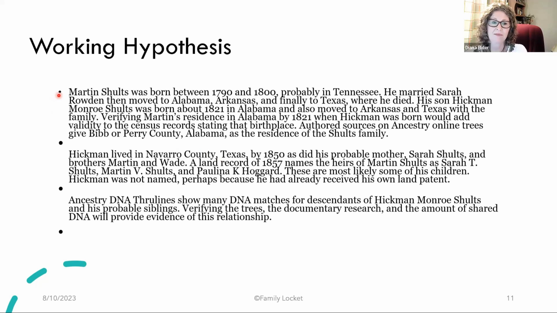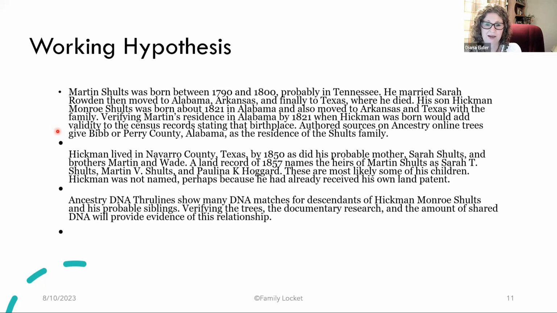And you can see that I'm basically taking the information from that summary of known facts and the objective, and I'm just putting it into a narrative. So I said Martin Shults was born between 1790 and 1800, probably in Tennessee. He married Sarah Rowden, then moved to Alabama, Arkansas, and finally to Texas, where he died. His son, Hickman Monroe Shults, was born about 1821 in Alabama and also moved to Arkansas and Texas with the family. Verifying Martin's residence in Alabama by 1821, when Hickman was born, would add validity to the census record stating that birthplace.